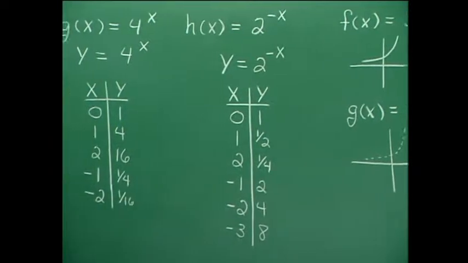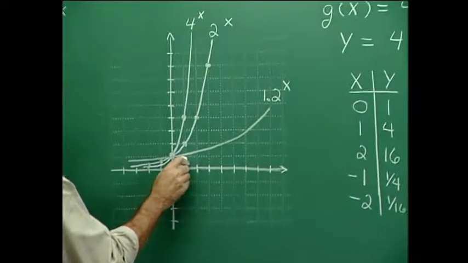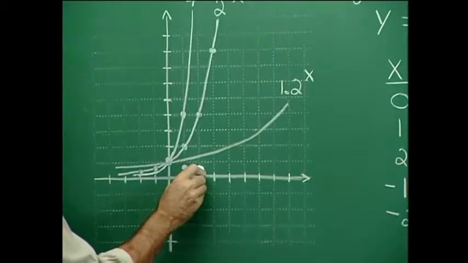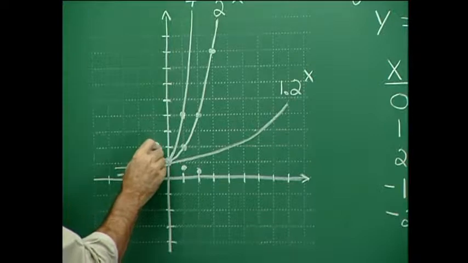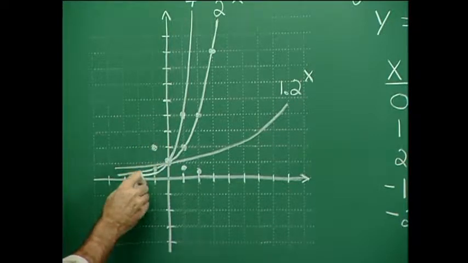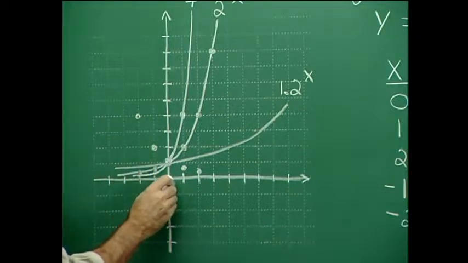Let's plot those points. 0 goes to 1. Then 1 goes to 1/2. 2 goes to 1/4. Negative 1 goes to 2. Negative 2 goes to 4. Negative 3 goes to 8.